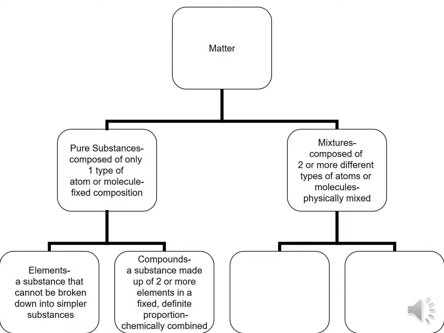The types of pure substances that cannot be further broken down into simpler substances, even by chemical means, are called elements, but compounds can be broken down chemically into two or more elements. These elements will always be in a fixed, definite proportion. They are chemically combined, but they're combined in a particular ratio, like H2O is a compound.